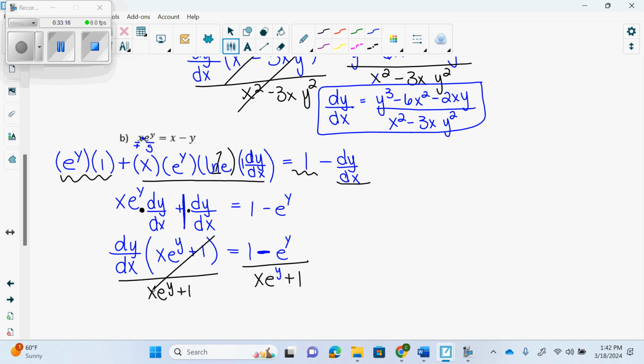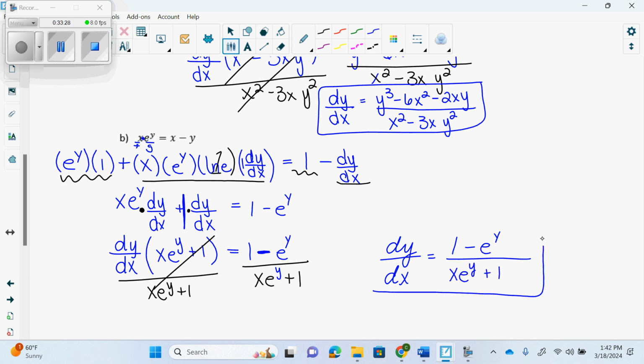And then dy over dx equals 1 minus e to the y over x e to the y plus 1. Yeah?